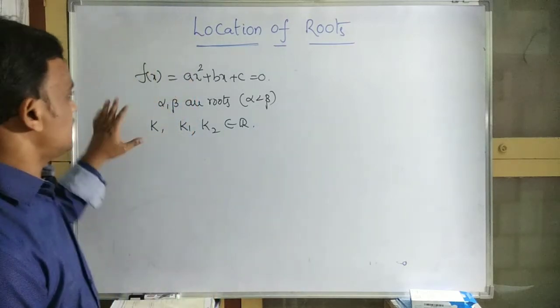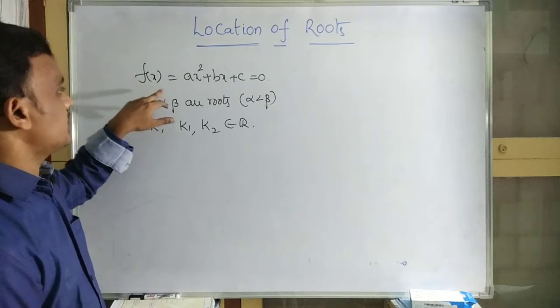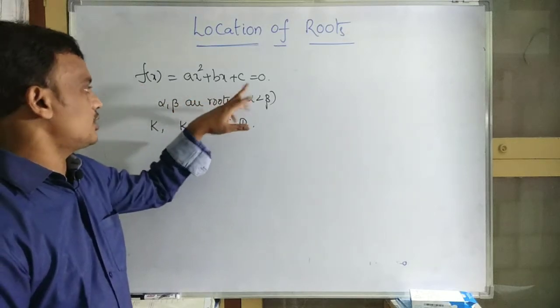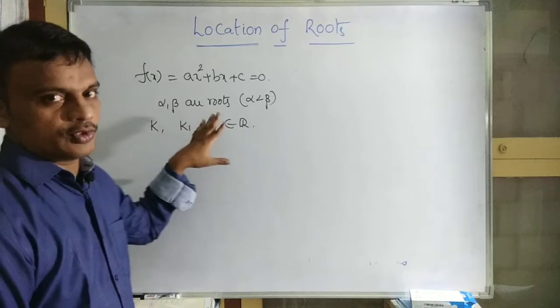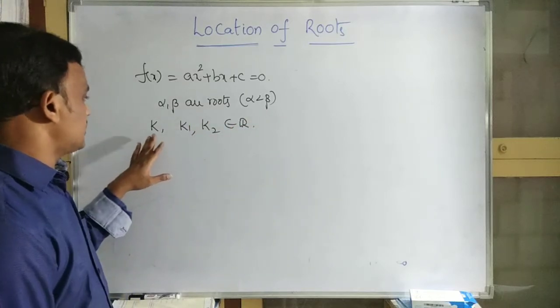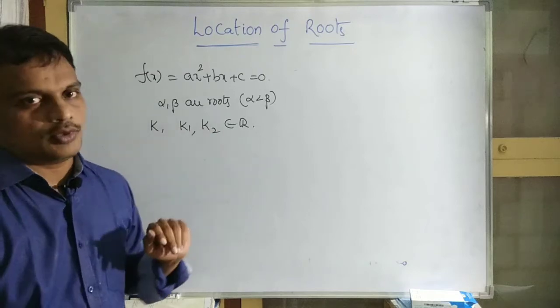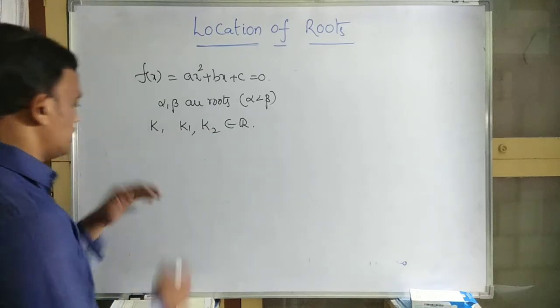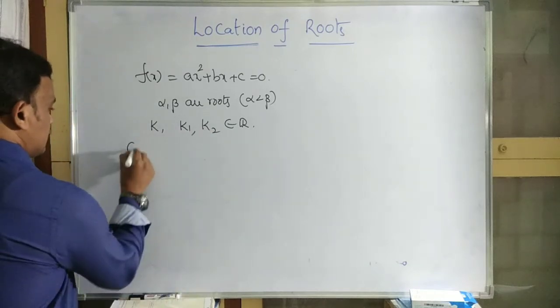Let us take one quadratic equation. Let f of x is ax square plus bx plus c equals to 0. Alpha, beta are the roots where alpha less than beta. And let us take any three real numbers k, k1, k2 belongs to R. Of those, I am going to take the first case.